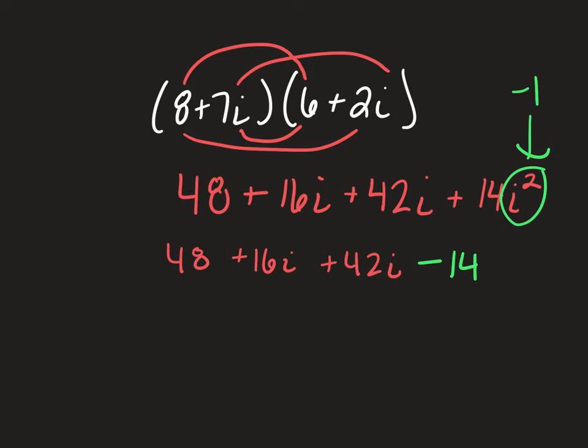So 48 minus 14 is what? 34. And then 16 plus 42, 58. Done. See, that still wasn't that bad. The extra step was just putting in a negative 1, which means you get an even shorter answer.